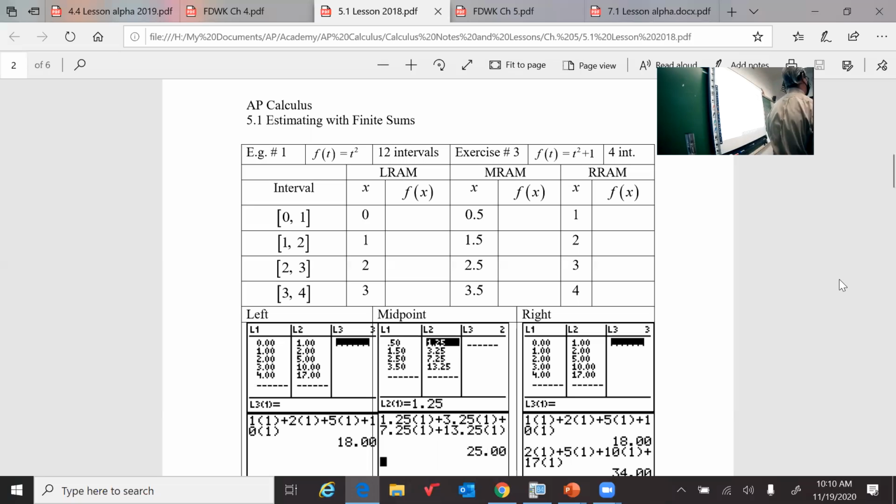So you got 3 different approximations: 18, 25, 34. Anybody notice something interesting about the MRAM? It's not dead center. How far is 25? It's 7 above 18, but it's 9 below 34. You'll see why that's true as we move forward in the chapter. For LRAM, I'm not counting the last ordered pair, and for RRAM, I'm not counting the first.